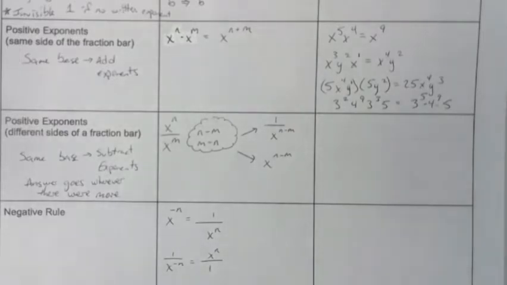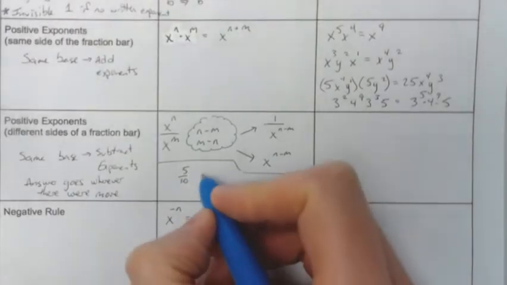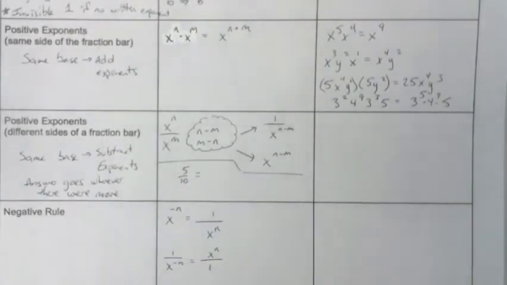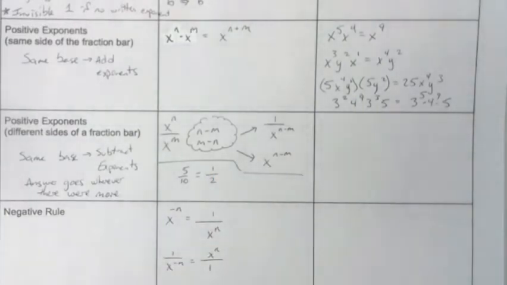So I want to remind you of something. If I were to simplify the fraction 5 over 10, I would say, oh, okay, I'm going to divide by 5 on both. And my answer is 2, right? 10 divided by 5 is 2. But since there's a bigger number on bottom, my answer of 2 goes on the bottom. My answer is actually 1/2. So we're going to do the same thing.